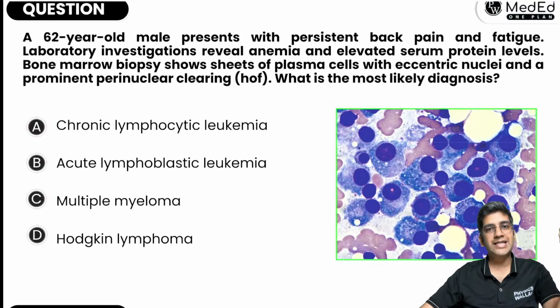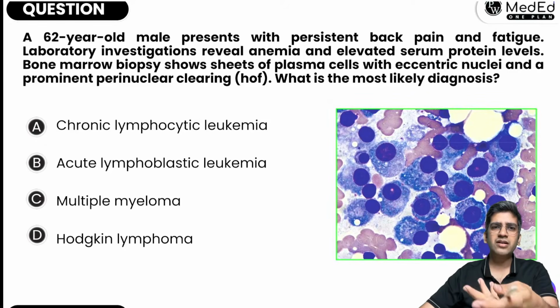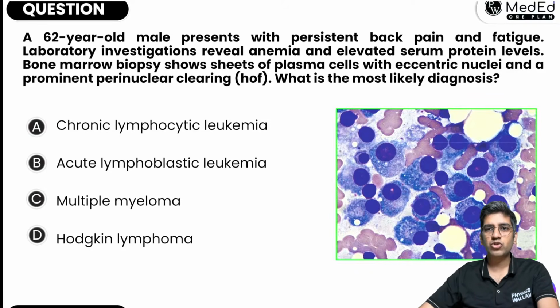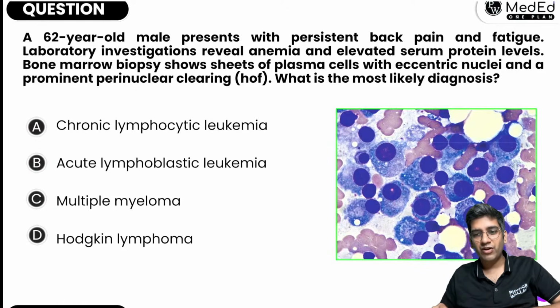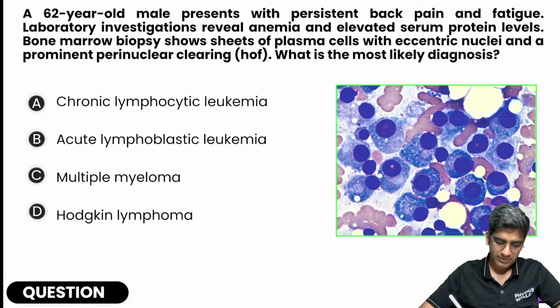62-year-old, there's a tumor seen in elderly. Persistent back pain and fatigue. That's the most common symptom here. Bone pain and fatigue because of anemia. Lab reveals elevated serum protein levels. To be specific, globulin levels get elevated. Bone marrow biopsy has everything written here. Shows plasma cells with eccentric nuclei and everything. What's your most likely diagnosis, right? You can't have an easier question than this. The most likely diagnosis by default, multiple myeloma, right?